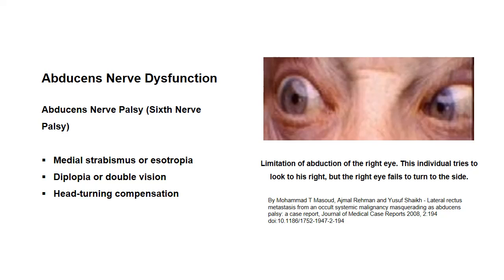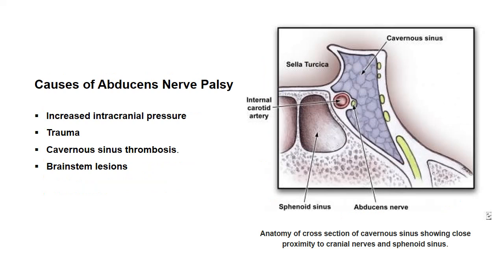Diplopia or double vision: there is difficulty looking laterally on the affected side. Head turning compensation: patients may turn their head towards the affected side to minimize diplopia. The picture on the right shows limitation of abduction of the right eye due to the abducens nerve palsy. This individual tries to look to his right, but the right eye fails to turn to the side.